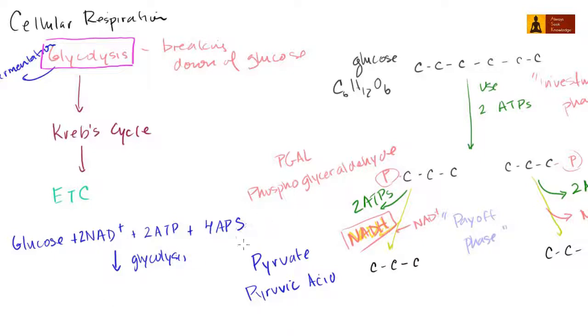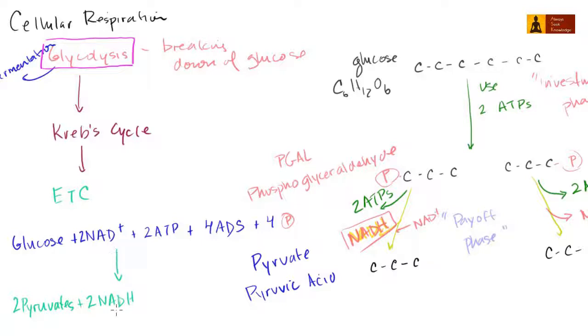And after performing glycolysis, let me rewrite that part right there. 4 ADPs, and then you need 4 phosphate groups. Sometimes they're written like that, but maybe I'll write it like this: 4 phosphate groups. And then once you perform glycolysis, you have 2 pyruvates. You have 2 NADHs.